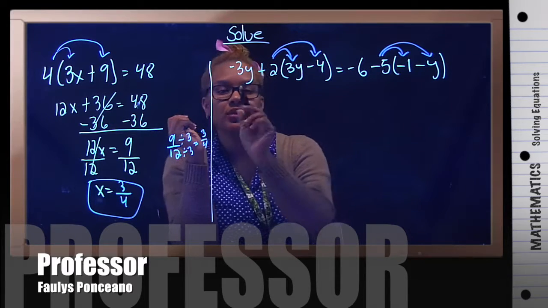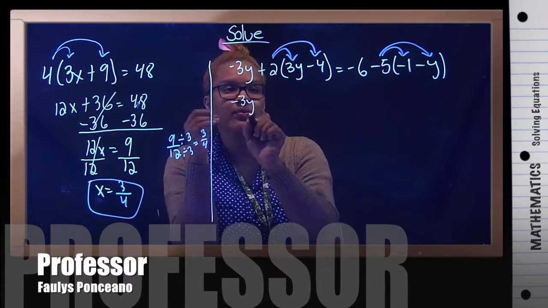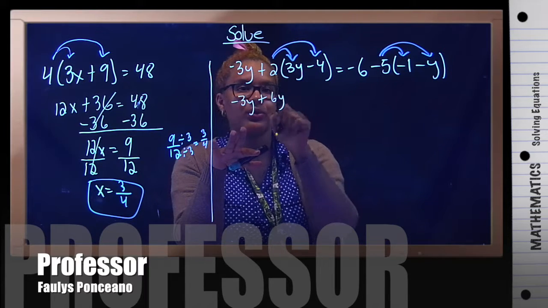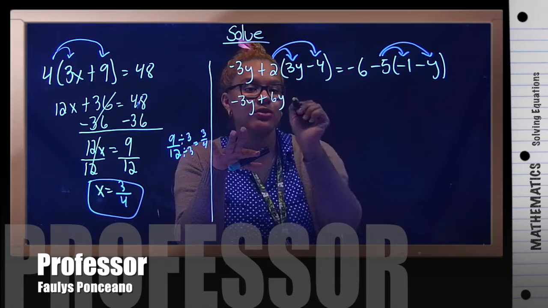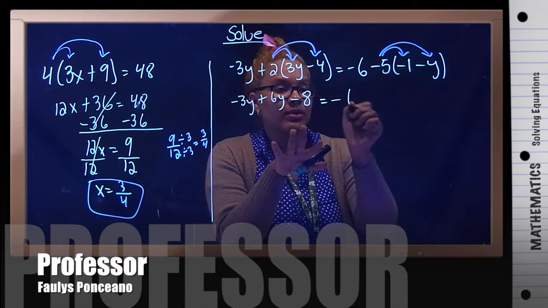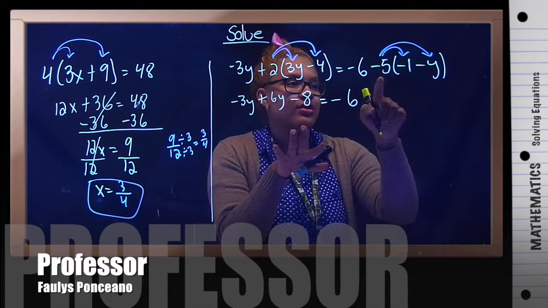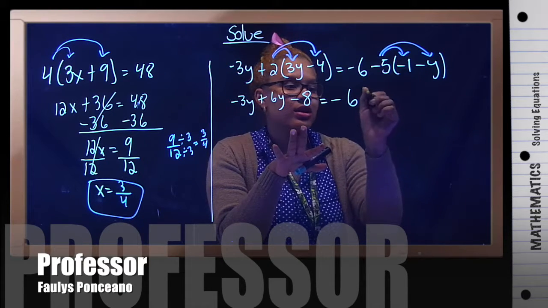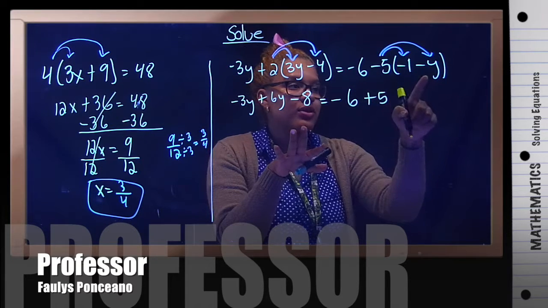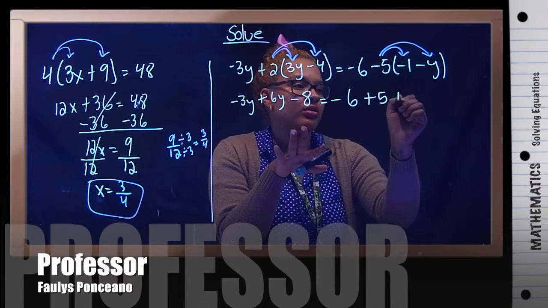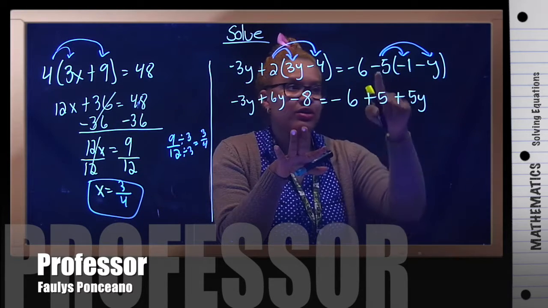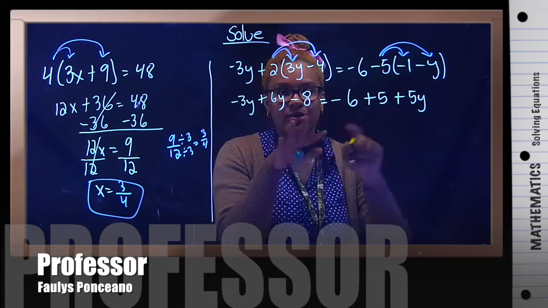So, I'm going to rewrite my negative 3y. 2 times 3y gives me 6y. 2 times negative 4 gives me negative 8. Then I'm going to bring down my negative 6 and say negative 5 times negative 1 gives me plus 5. Negative 5 times negative y gives me plus 5y. Remember, negative times negative, positive.